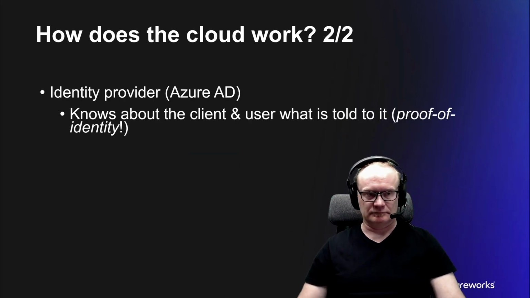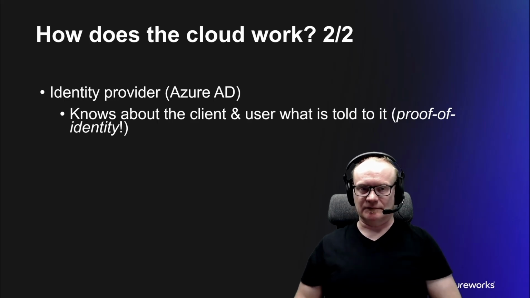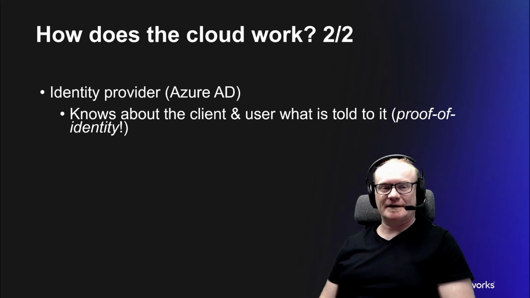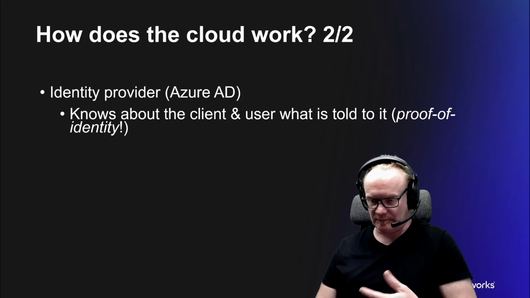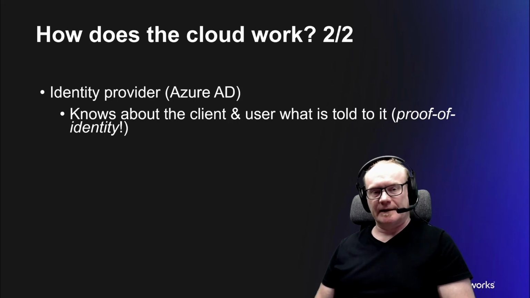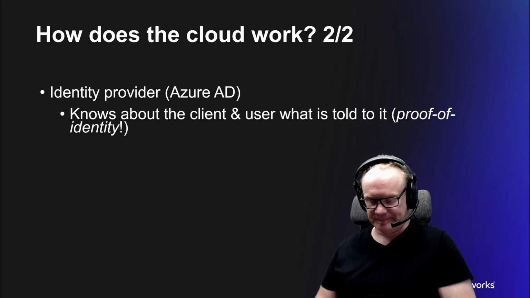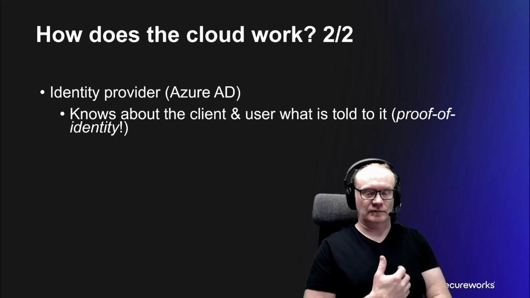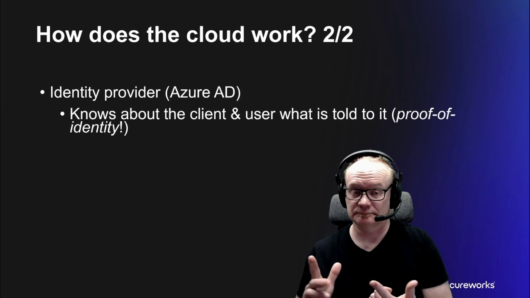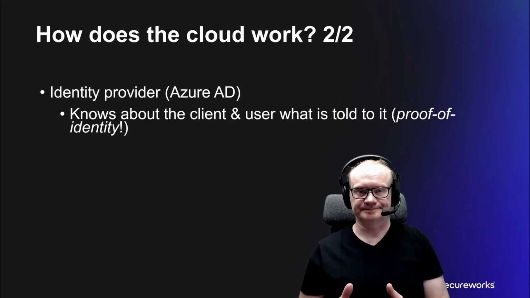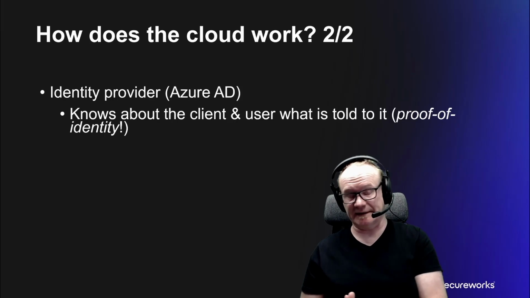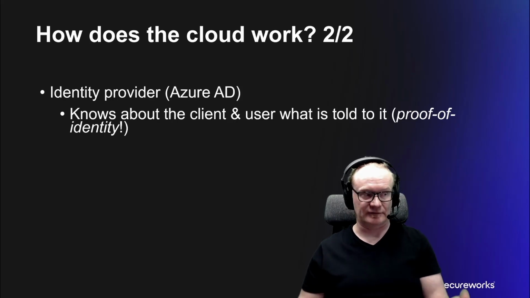Second part, we have some roles here. For instance, Azure AD, or as it's nowadays known, Entra ID, is the identity provider. That party knows about the client, Outlook or PowerShell or browser or whatever you are using, and also about the user. When you provide the proof of identity, you are also providing information about what client you are using, the client ID, and who you are. There are different ways to prove that, and depending on that, Azure AD might also know which device you are using. We will get back to that.